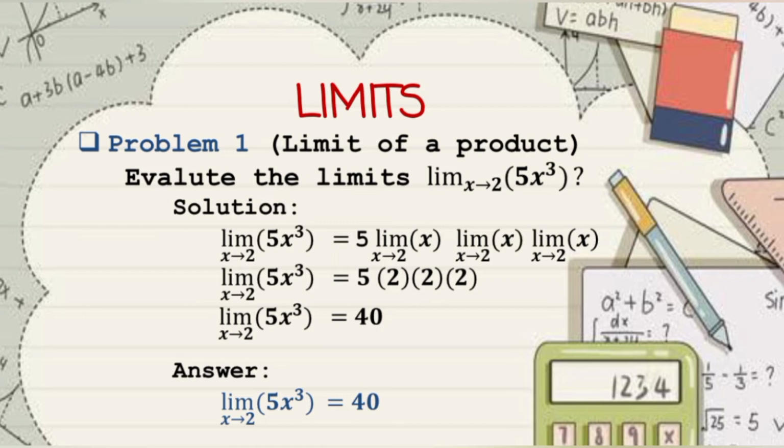So the solution is the limit as x approaches 2 of 5x squared, which is equal to 5 times the limit as x approaches 2 of x squared. The limit of x as x approaches 2 is 2, so we get 5 times 2 squared, which gives the value of 40 for this equation.